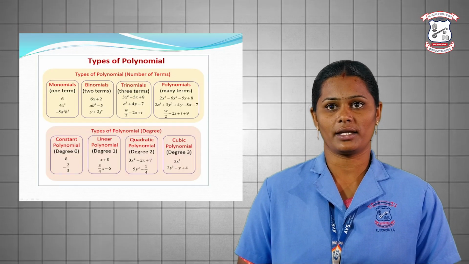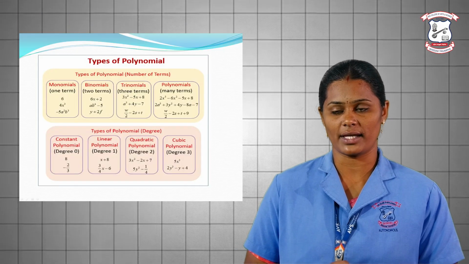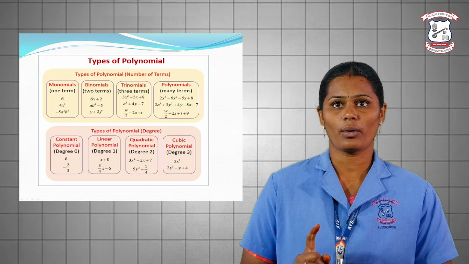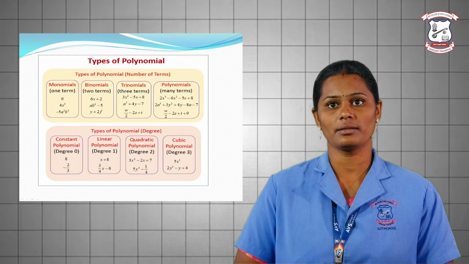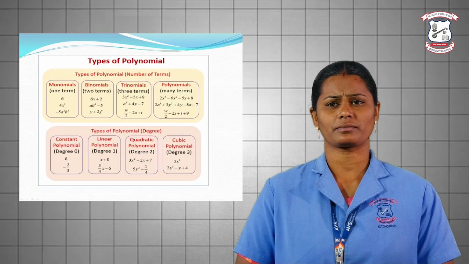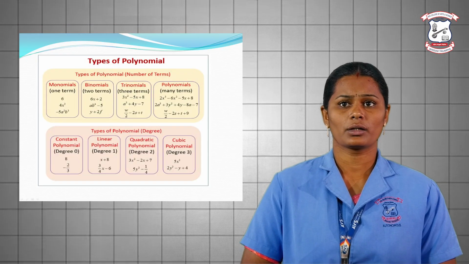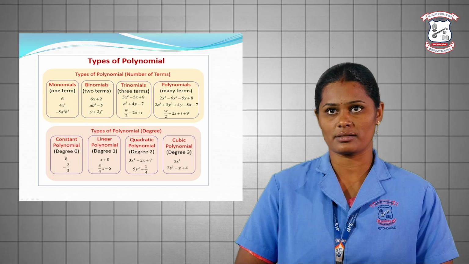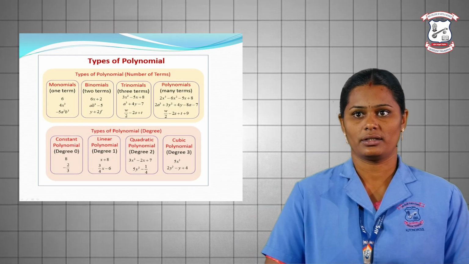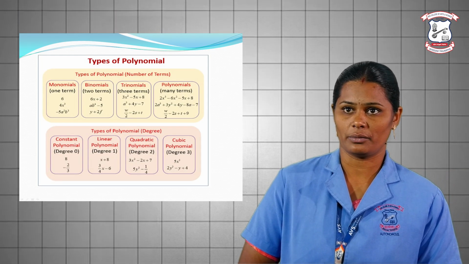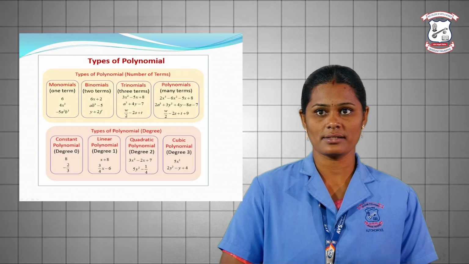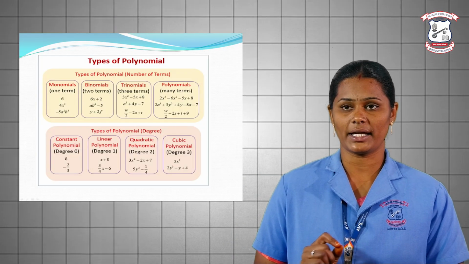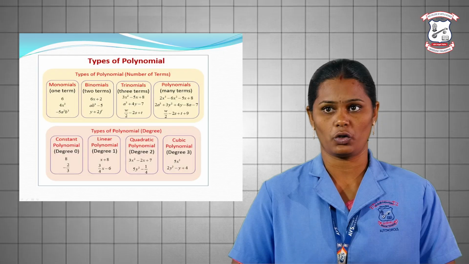So x plus 8: x is the variable and 8 is a constant. So only two terms are in a linear polynomial. And then the third one is a quadratic polynomial. A quadratic polynomial is nothing but the same as a trinomial equation. And then a cubic polynomial. A cubic polynomial is one whose degree is 3.